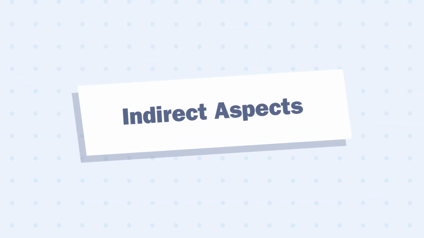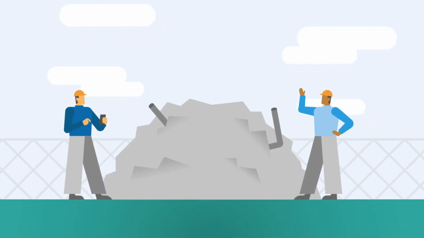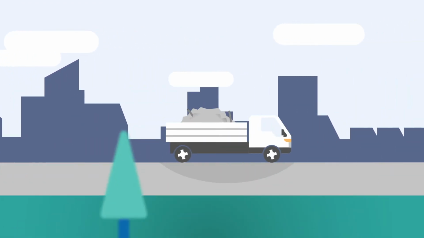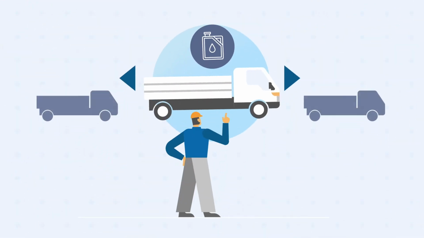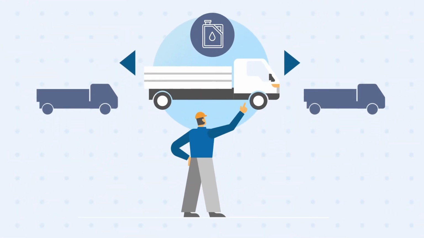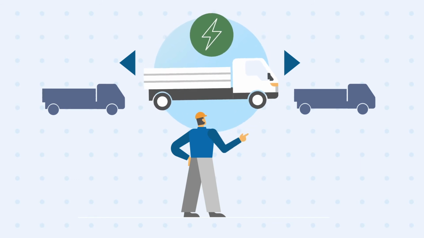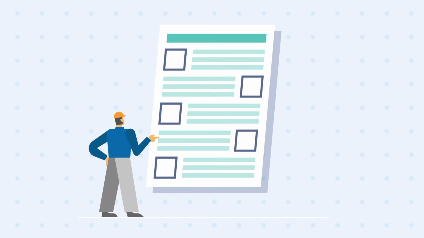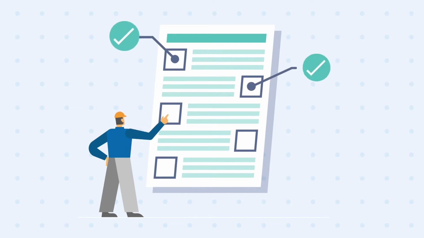Indirect aspects, on the other hand, are those that you may have influence over, but ultimately have no direct control. For instance, you need a scrap metal dealer to take away your scrap. However, you cannot control the emissions produced by your dealer's diesel vehicles or the long distance the vehicles travel back to the plant. But you can influence these aspects by choosing a firm that has an electric fleet and is based more locally. You therefore need to carry out an assessment to ensure these indirect aspects are identified, which will probably highlight some opportunities for improvement.